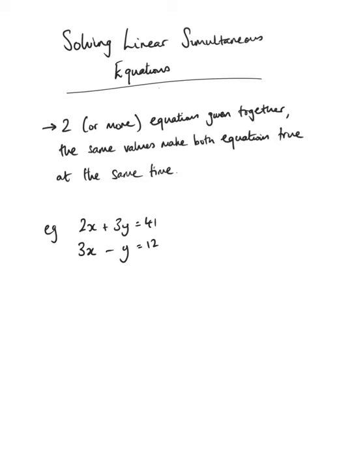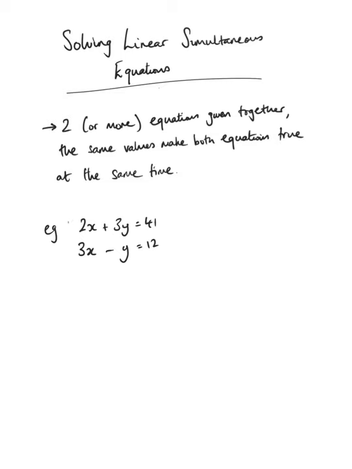When we have simultaneous equations, we have two or more equations given together, and the same values make both equations true at the same time. So we've got an example: 2x plus 3y is 41 and 3x minus y is equal to 12. We need to find a value of x and a value of y that make both of those equations true simultaneously.